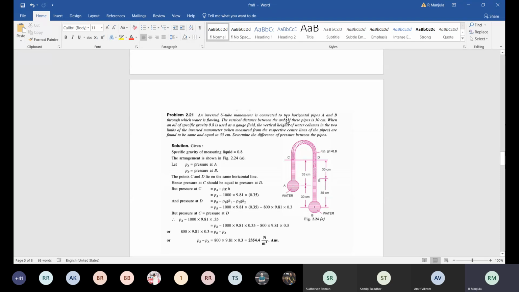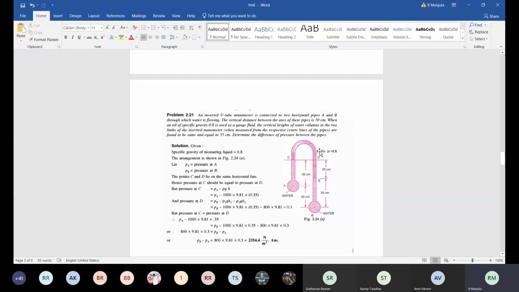This is another problem of an inverted U-tube manometer, which is connected to horizontal pipes A and B, through which we have water. The vertical distance between the axes of these 2 points A and B is 30 centimeter. An oil of specific gravity 0.8 is used as a gauging fluid.